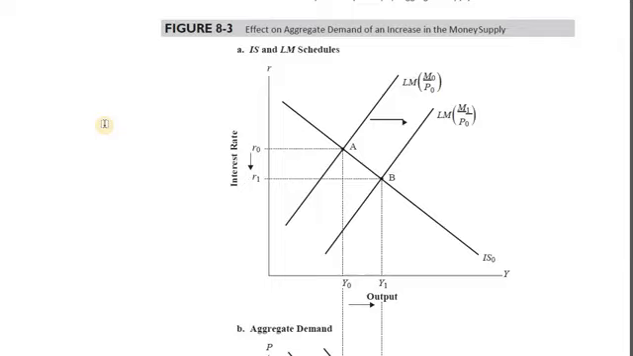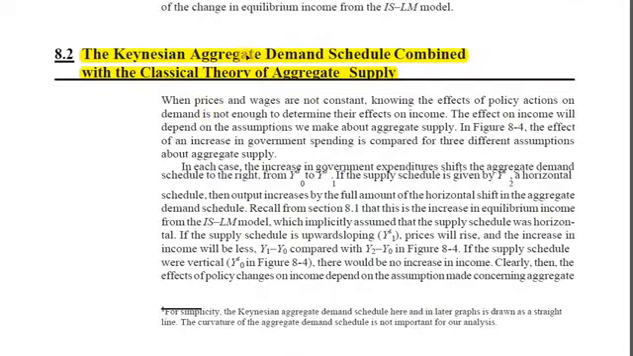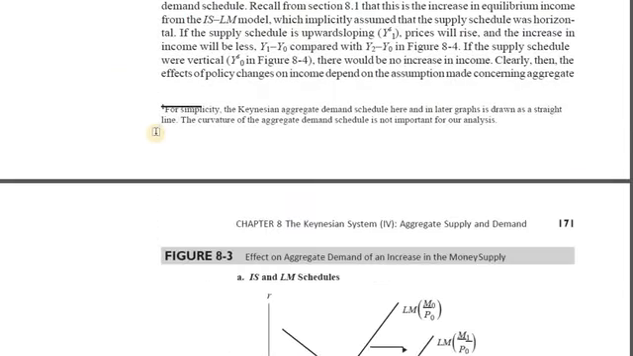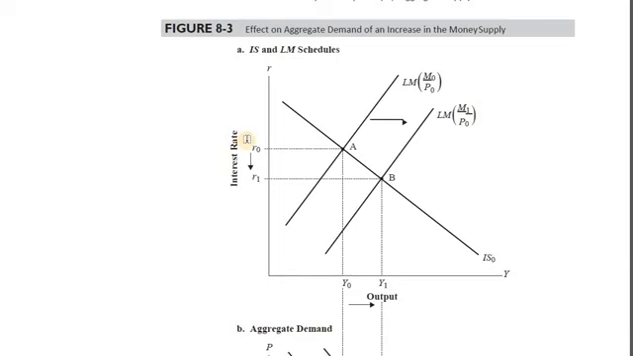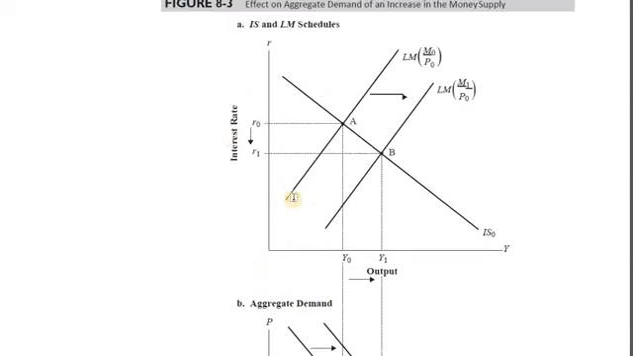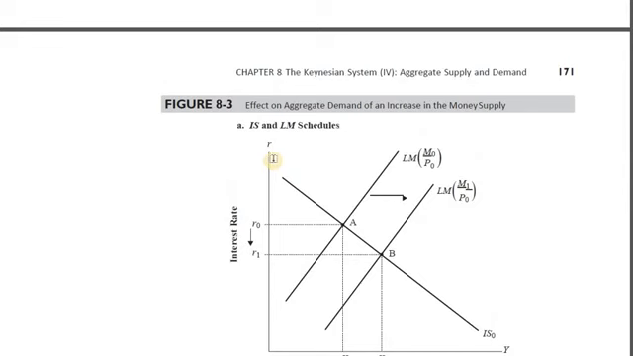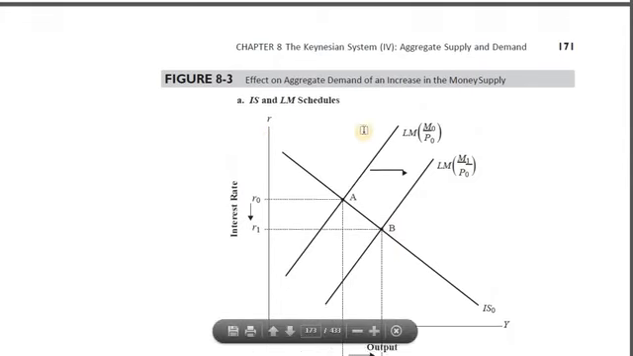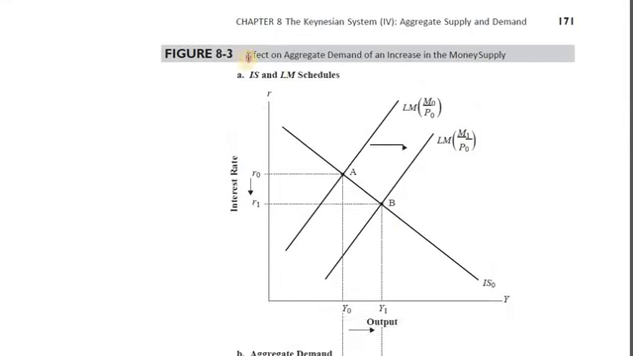So let's combine it with the classical theory of aggregate supply. This is something we're going to be doing now. So what they have done is this. They haven't yet combined it with the classical aggregate supply. We are yet to do one more thing, which is the effect on aggregate demand of an increase in the money supply, and this is really simple.